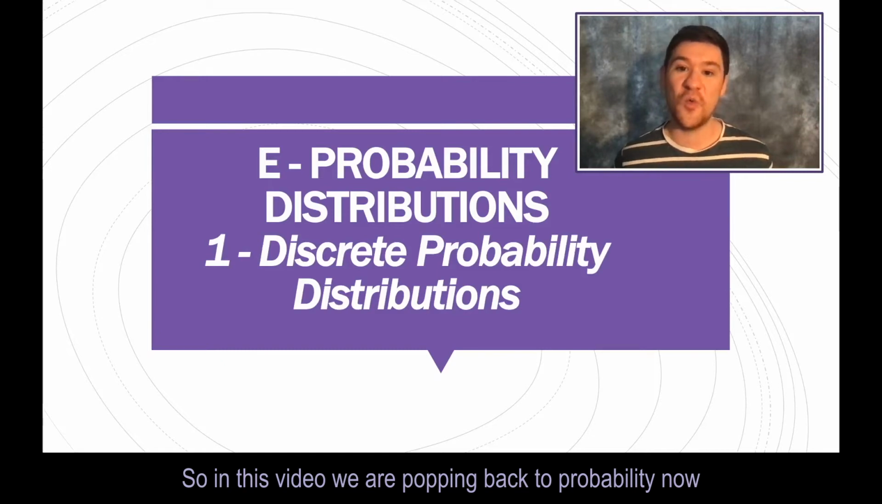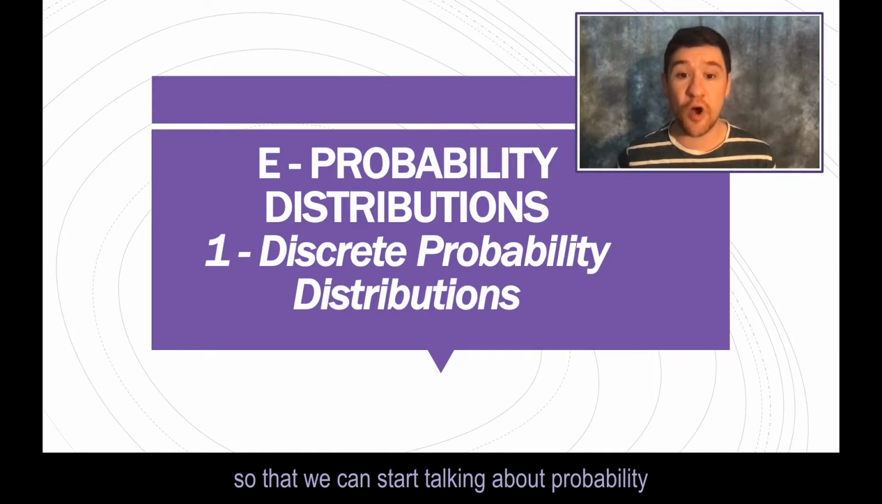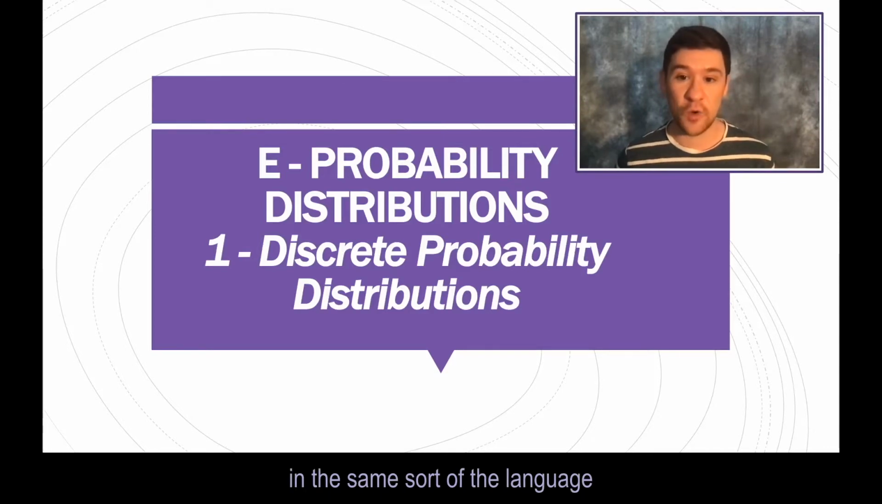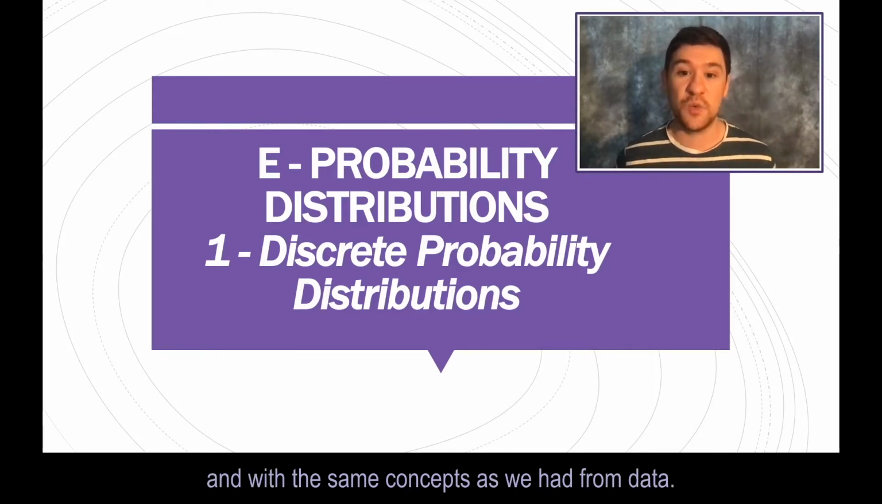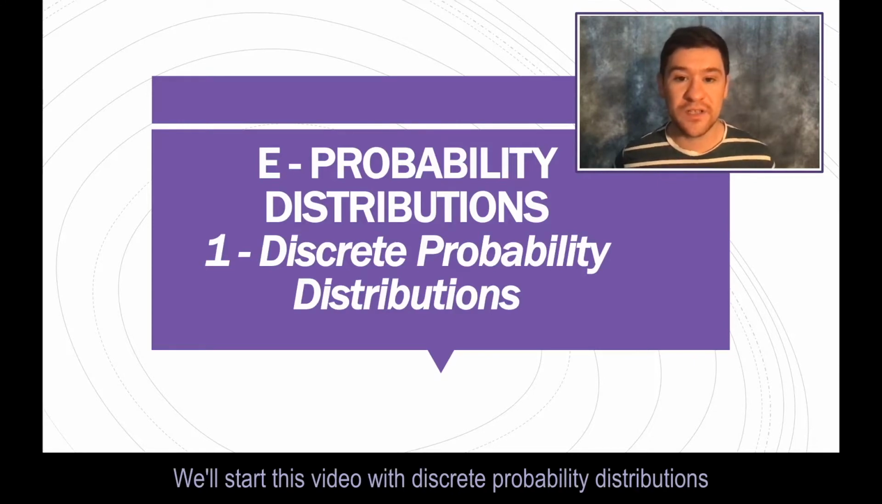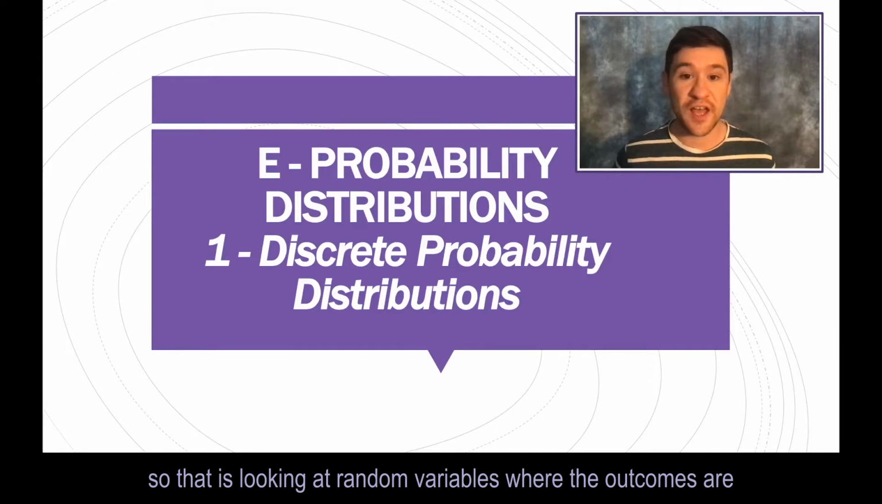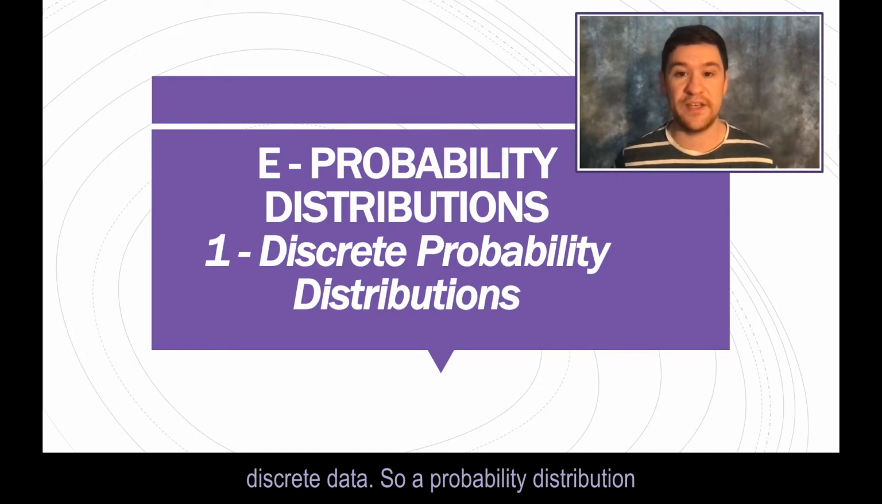So in this video, we are popping back to probability now so that we can start talking about probability in the same sort of language and with the same sort of concepts as we had from data. We'll start this video with discrete probability distributions. So that is looking at random variables where the outcomes are discrete data.